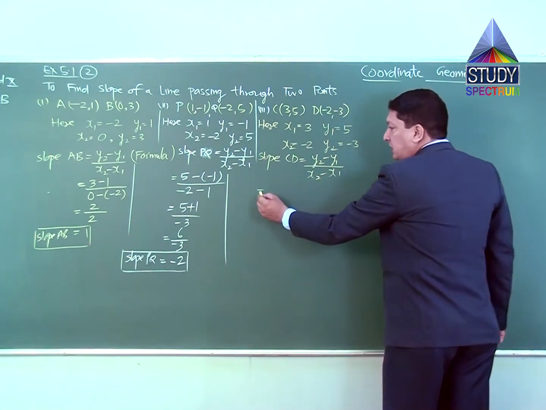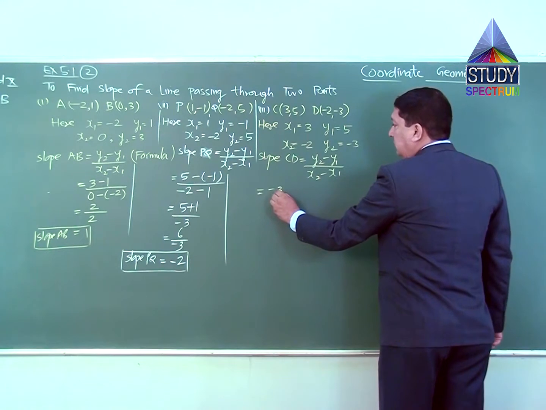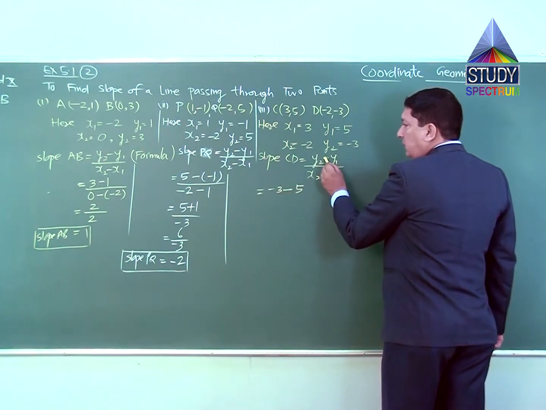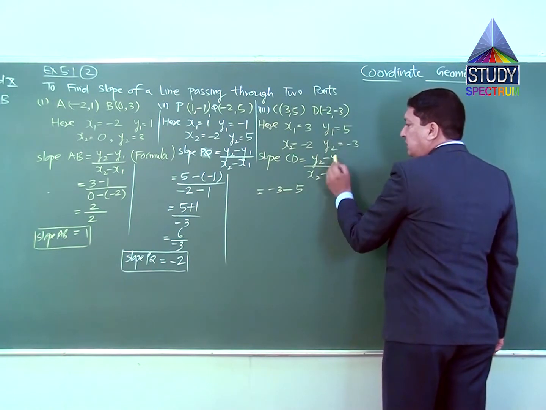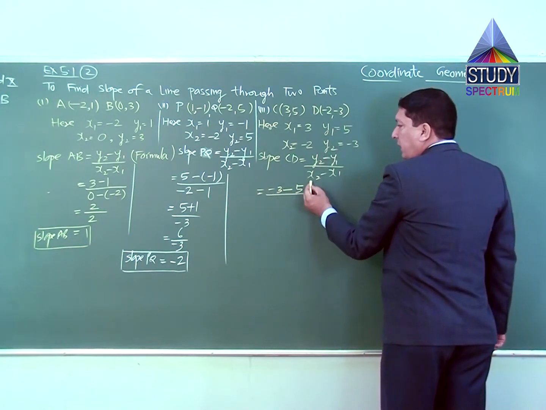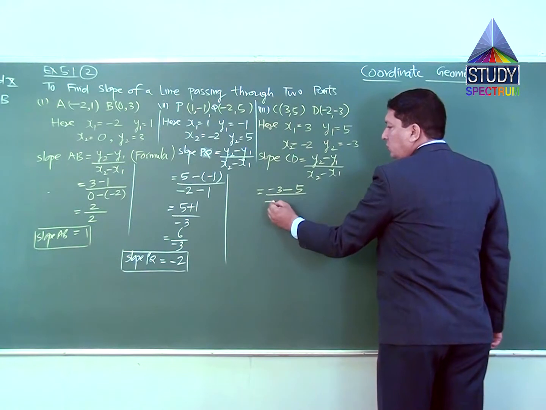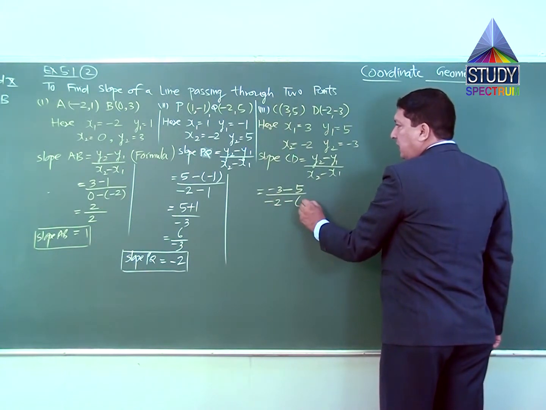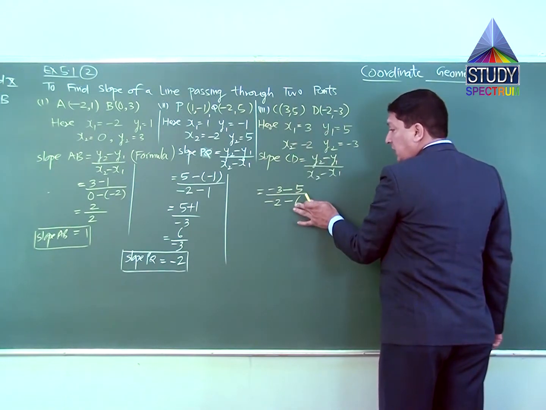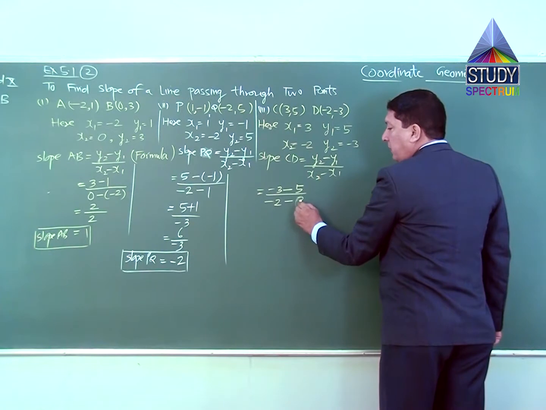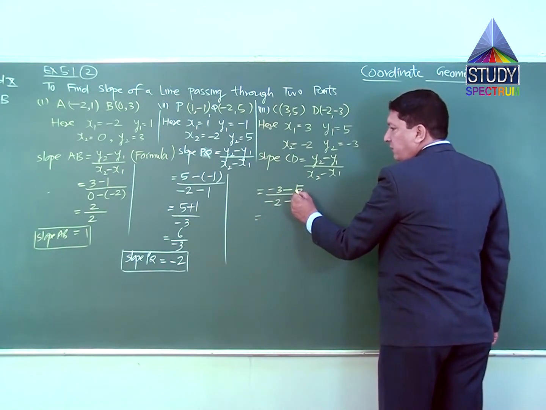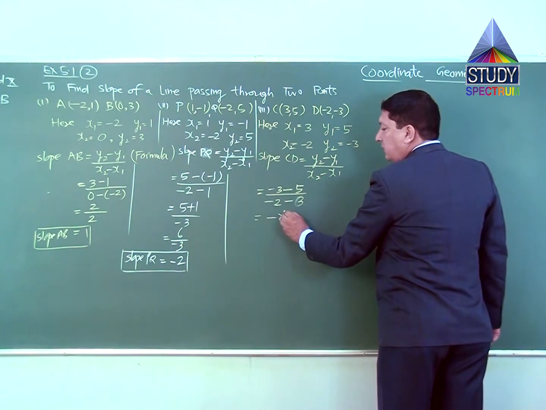Now y2 is minus 3 this time, minus 3 minus 5. This minus sign. Value of y1 is 5 upon x2 value is minus 2. Minus sign. x1 value is again minus 2. x2 minus x1, the x1 value is 3 this time, so we don't require a bracket. So minus 3 minus 5 is minus 8.